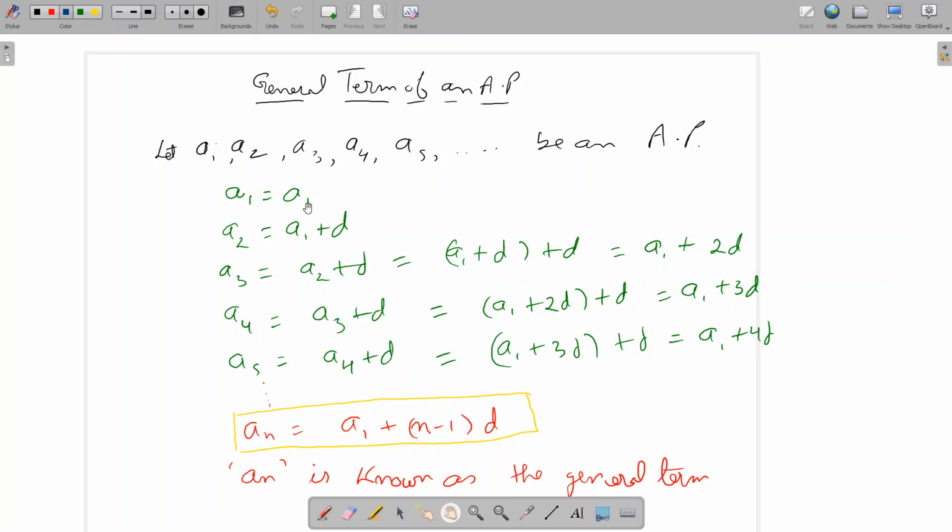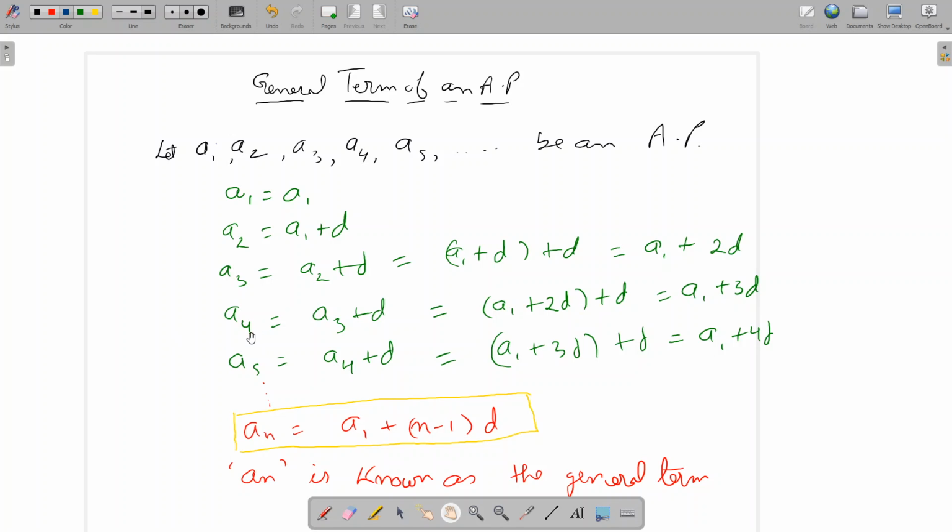So here we have A1 equal to A, and A2 equal to A1 plus D. Similarly, we have A3. How are we getting A3? If in the second term we add the common difference D, that is A2 plus D, we get the third term, and A2 from the earlier one can be written as A1 plus D. So A2 plus D can be rewritten as A1 plus D plus D. So we have here A1 plus 2D.